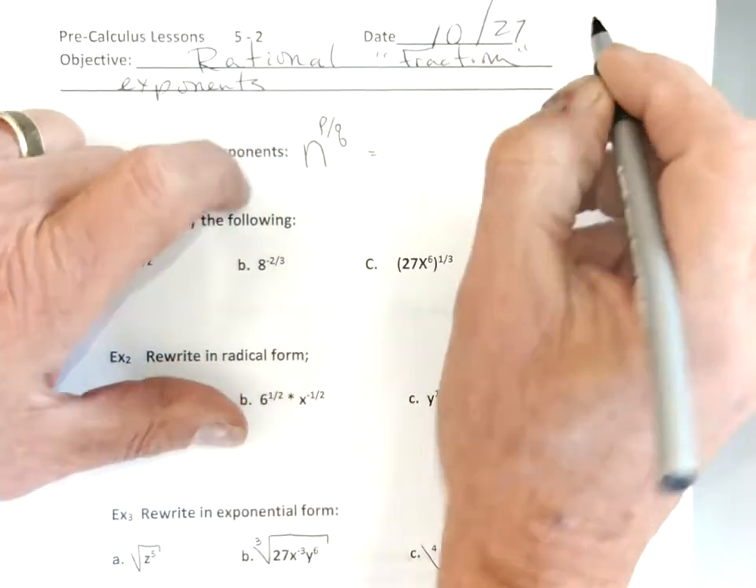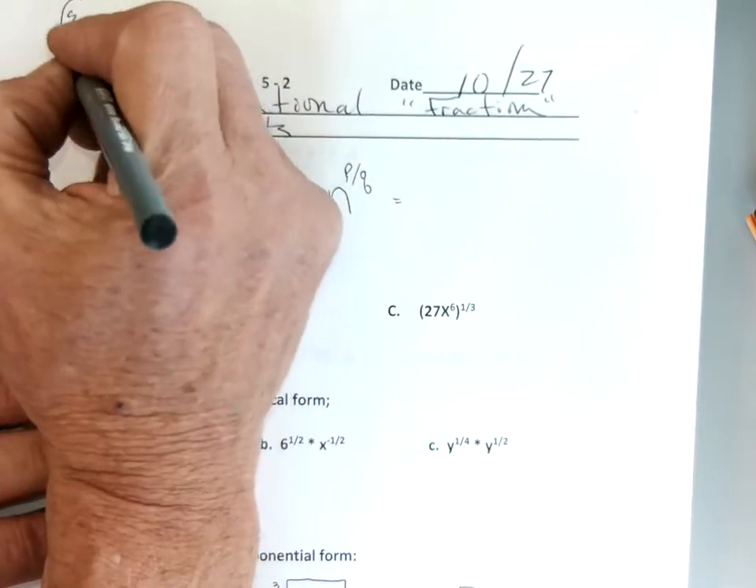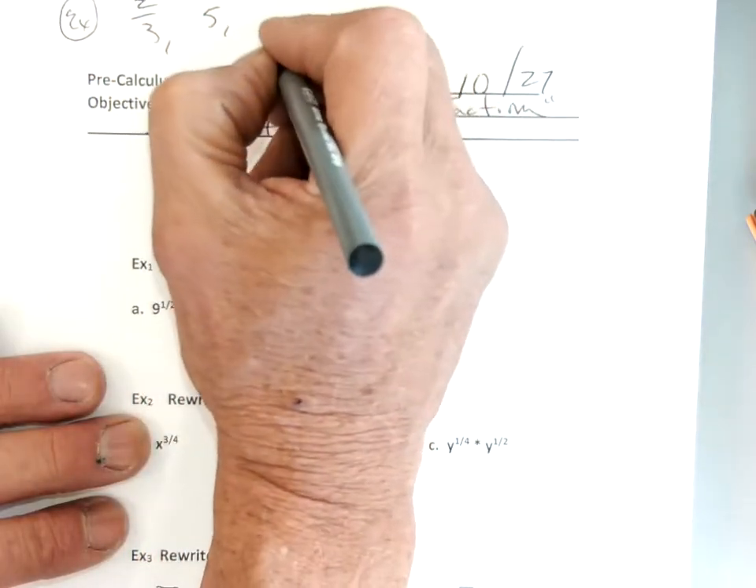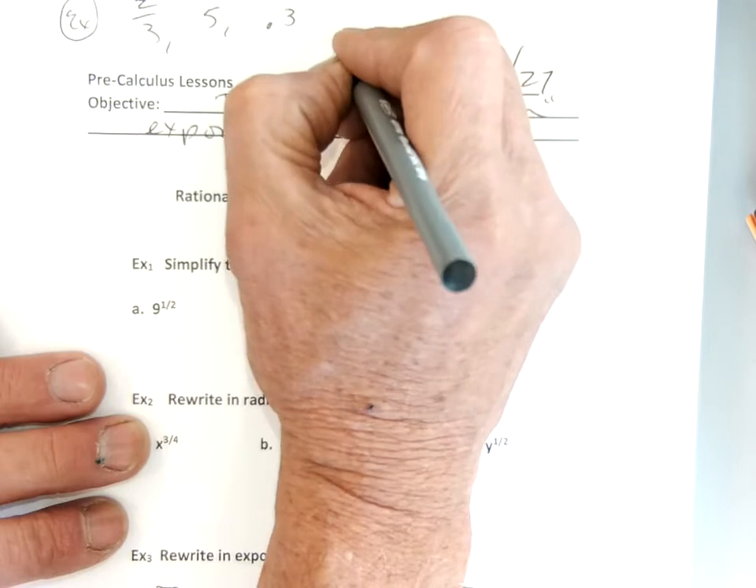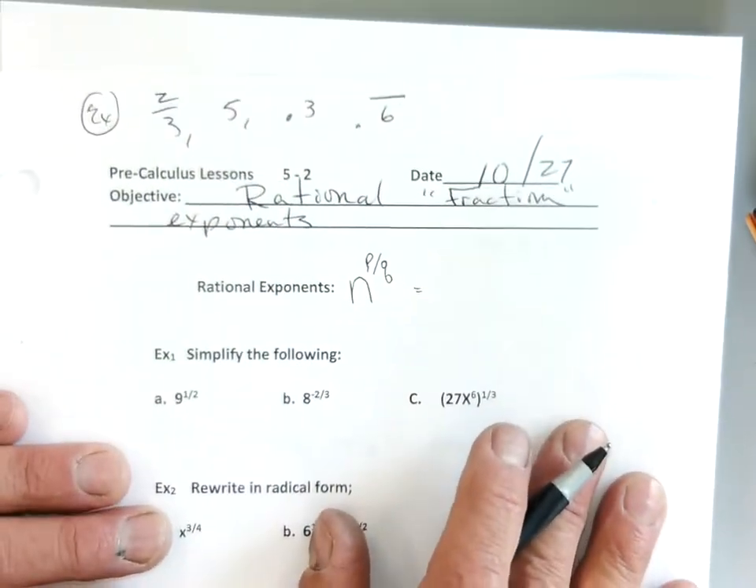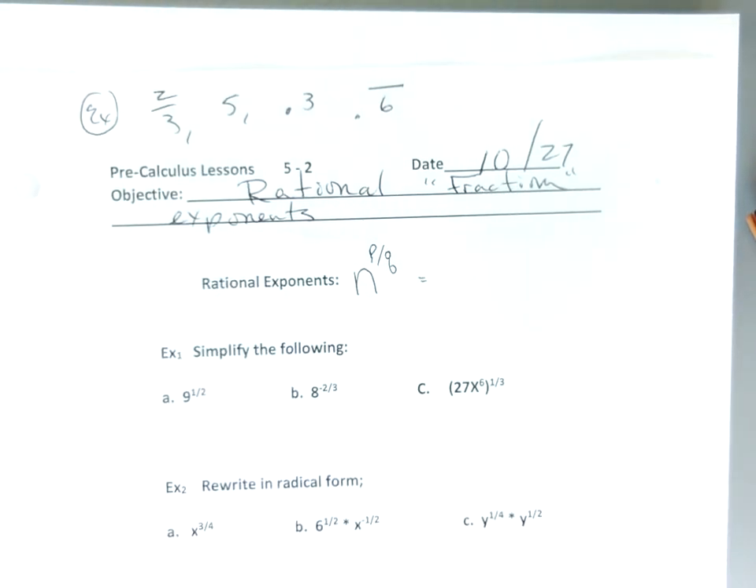Okay, just off on a tangent, for example, 2/3, 5.3, 0.6 repeating. All of those numbers are rational numbers. They're all rational numbers because they can all be a fraction, right? 5/1, right? 3/10, right? That's 2/3. So we agree with that? So all of these are what we call rational numbers.